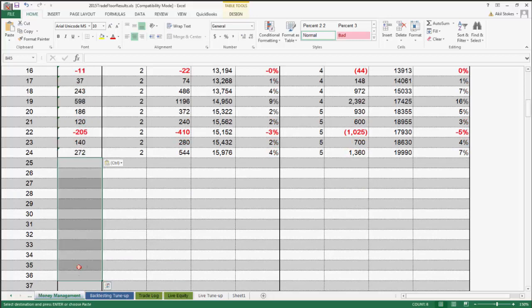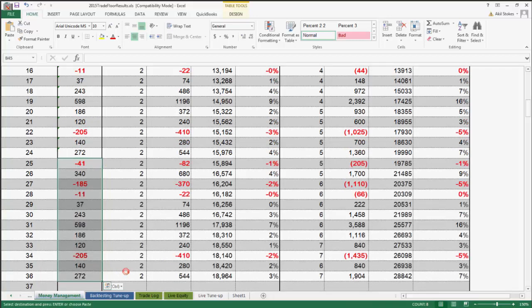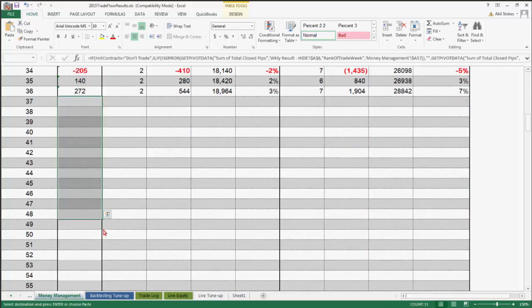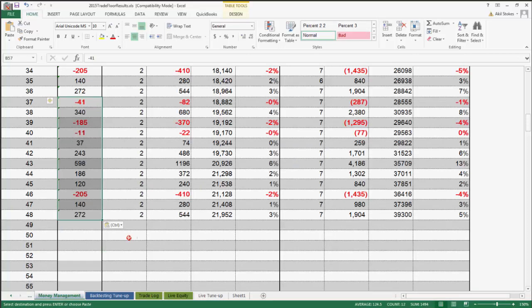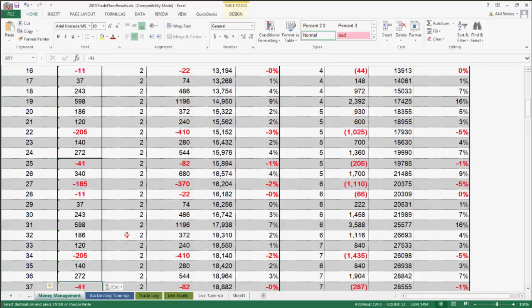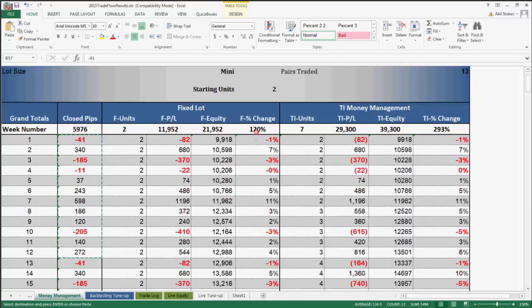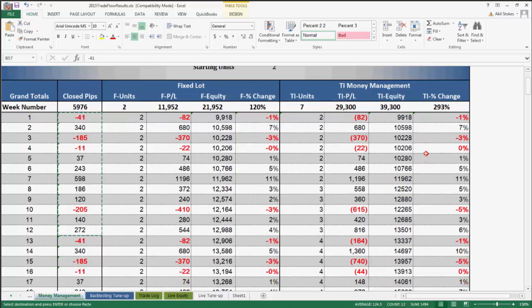For the next 12 weeks, what are 52 weeks in a year? 48 weeks left. If we were to duplicate this, a 120% return, almost a 300% return with money management. That's got to be a little choppy. No.